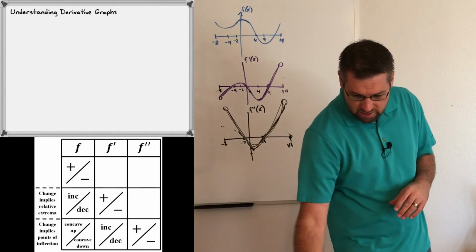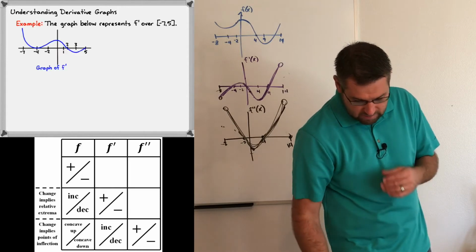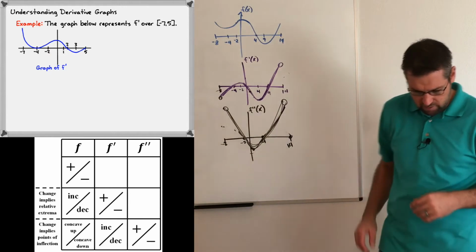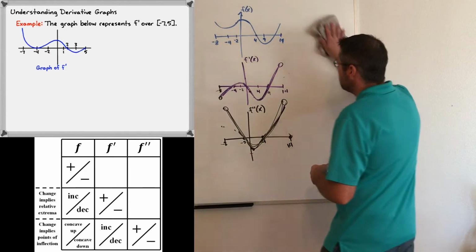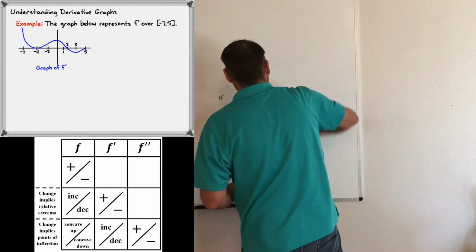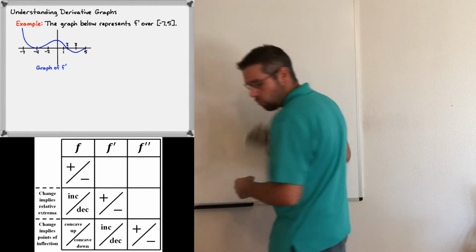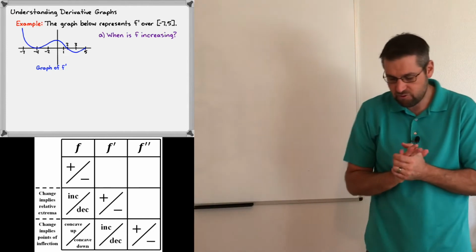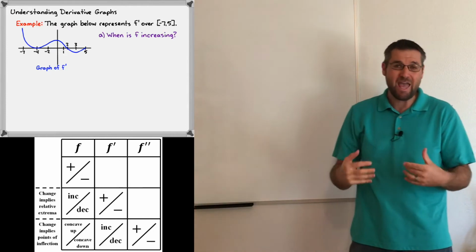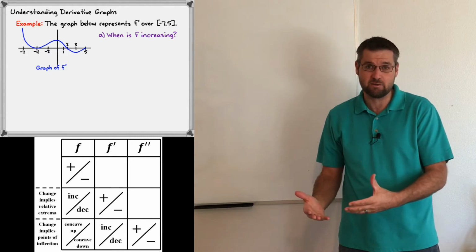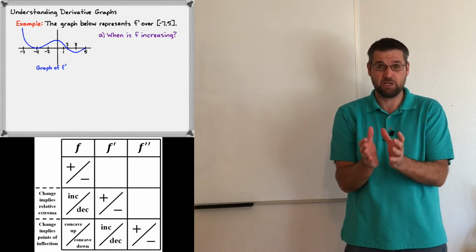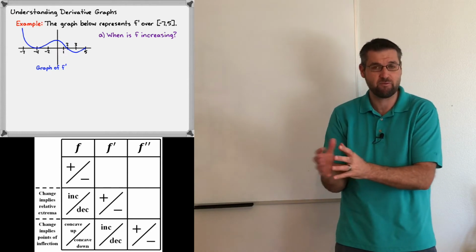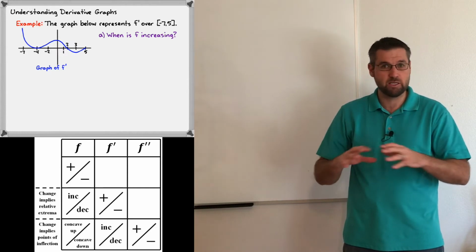All right, so let's go ahead and take a look at the graph of f prime, which is a little bit different than this one, but very similar. Okay, this is the graph of f prime now, and we want to answer some questions based on the graph of f prime. Okay, so in the first case, we're asking, when is f increasing? Okay, again, pay attention. This graph is f prime. We're not looking at f. So this is where the chart is really helpful.